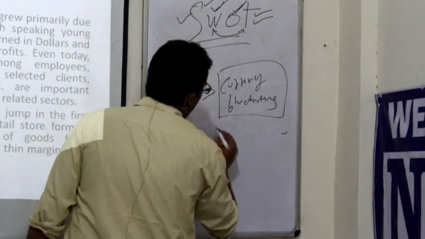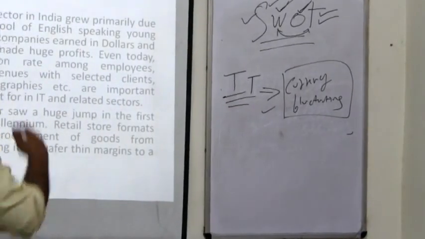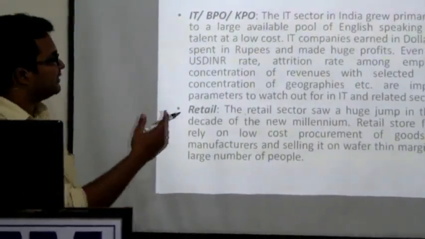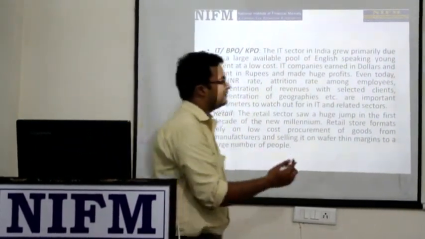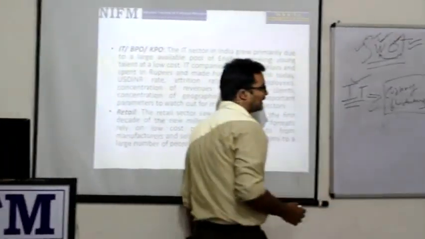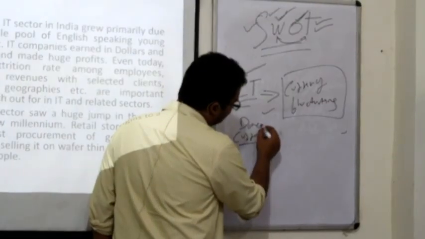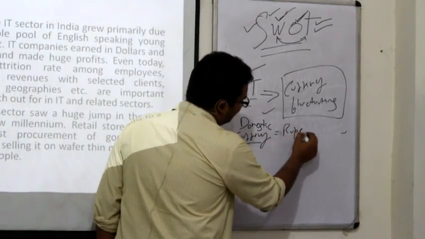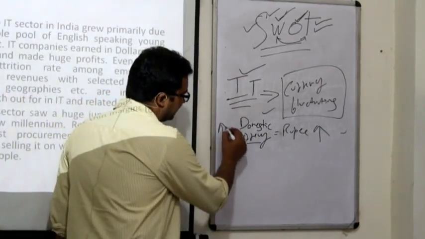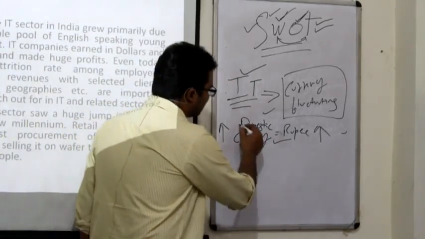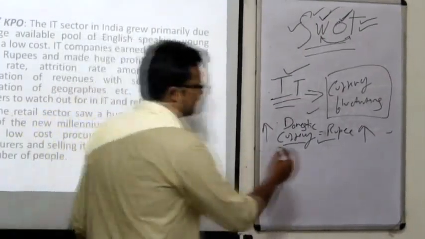India is an import-oriented economy. We import more than we export, and when we are talking about the IT sector, India grew primarily due to a large available pool of English-speaking young talent at a low cost. So IT companies earned in dollars and spent in rupees. When we are talking about import-oriented economies, we benefit when the domestic currency, in the case of India the rupee, gains strength. If the domestic currency is gaining strength, we are getting more money, and hence we are gaining in this case.